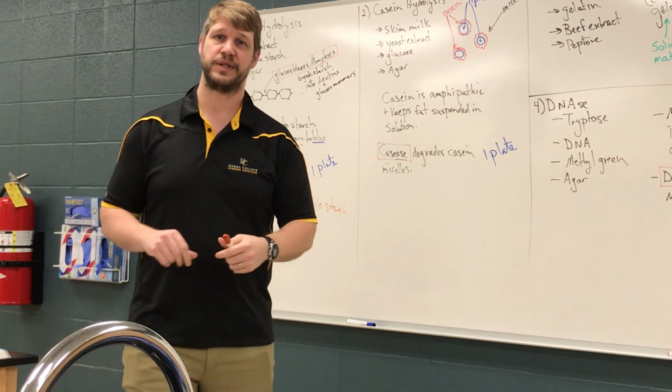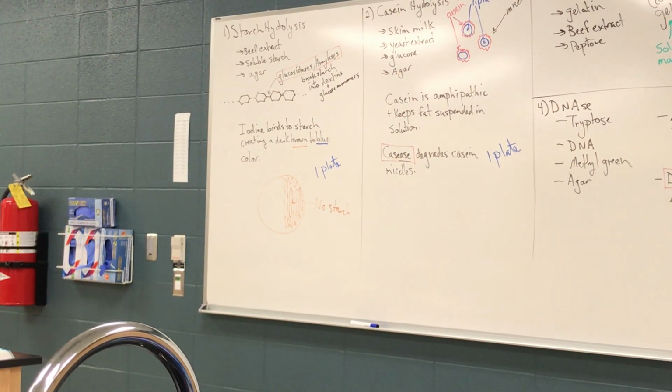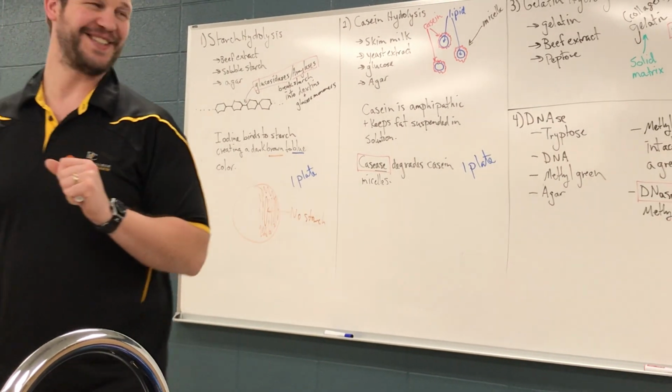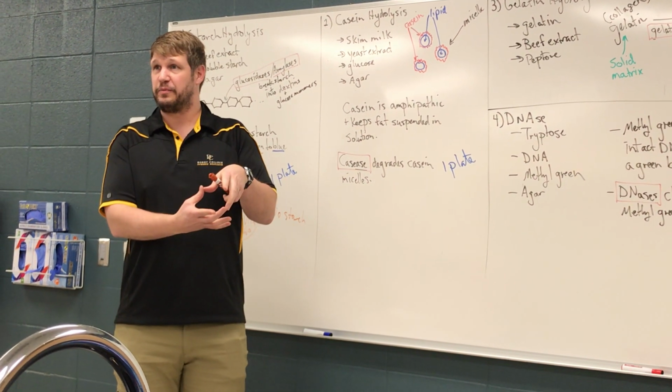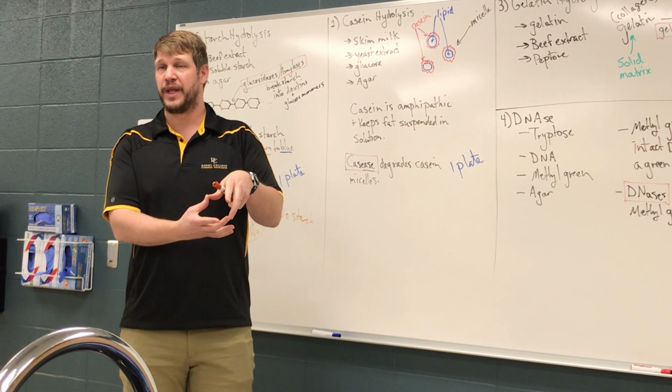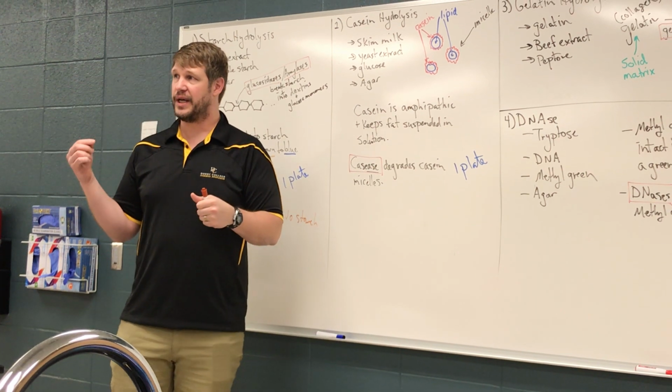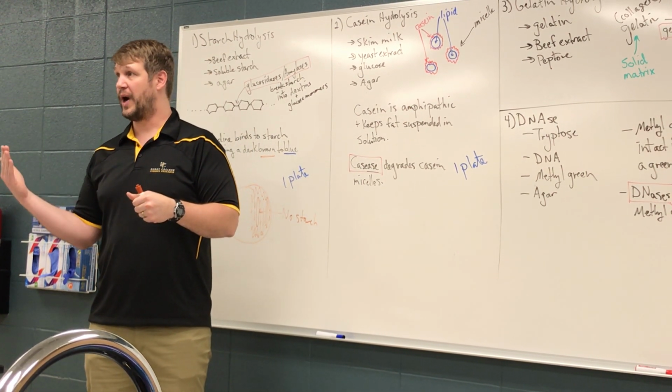Maybe it's easiest just to see the plates. Oh, we're still pouring those. We had a little trouble with them. The plates look white because they have milk in them, right? And maybe the question is, why does milk appear white?